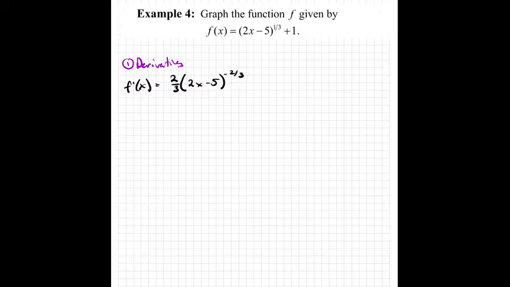If we look at the second derivative, the exponent comes down, that's going to become negative 4/9. Inside stays, subtract 1 from the exponent, so negative 2 minus 3 is negative 5. Times the derivative of the inside is going to be times 2, so that turns the 4 into an 8.